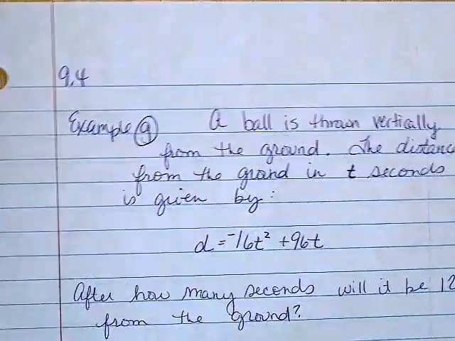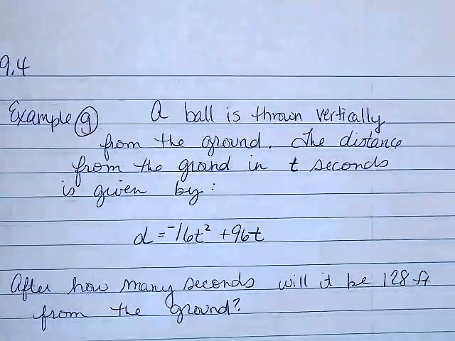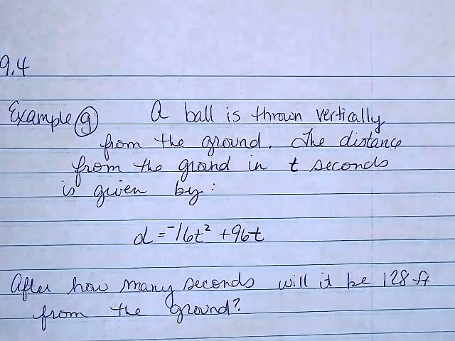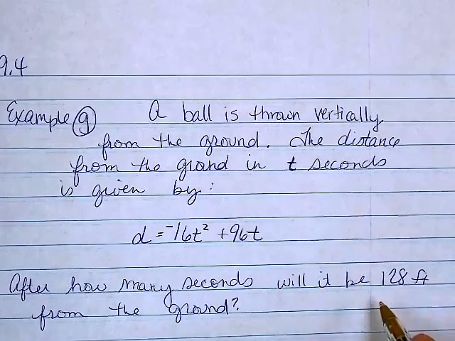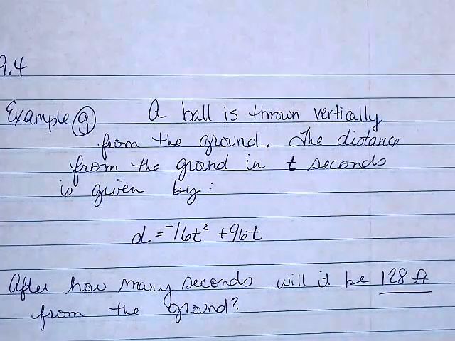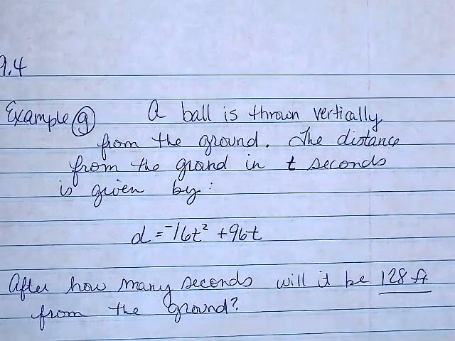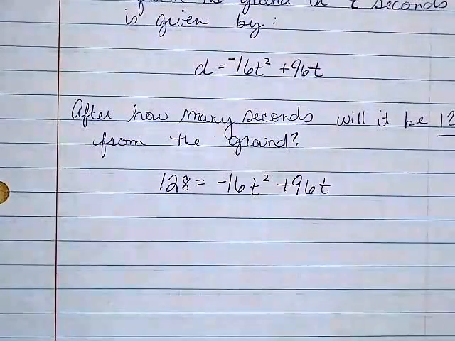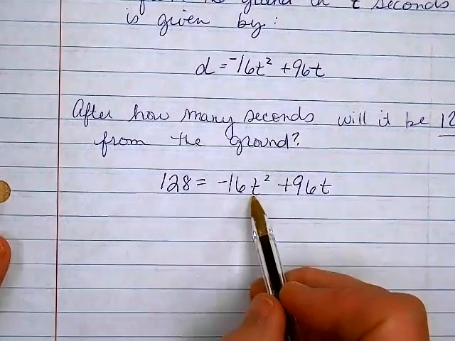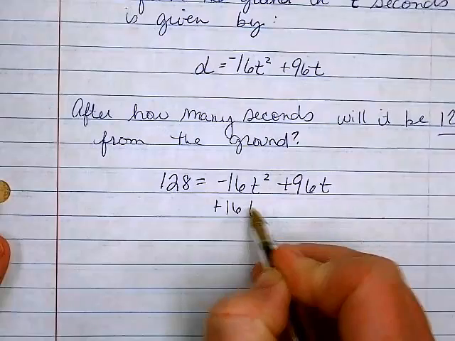A ball is thrown vertically from the ground. The distance from the ground in t seconds is given by this formula. After how many seconds will it be 128 feet from the ground? Well, you're going to plug that 128 in place of D. So it's going to say 128 equals negative 16t squared plus 96t. And then we're going to move everything over. I like to start with a positive coefficient on my square term, so I'm going to move everything over to the left side.